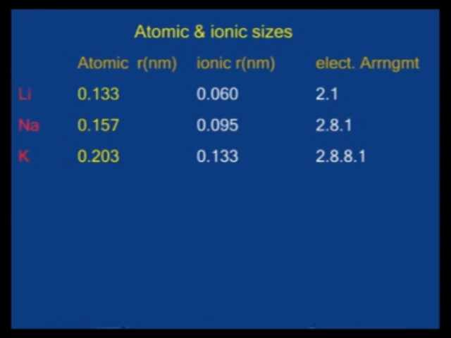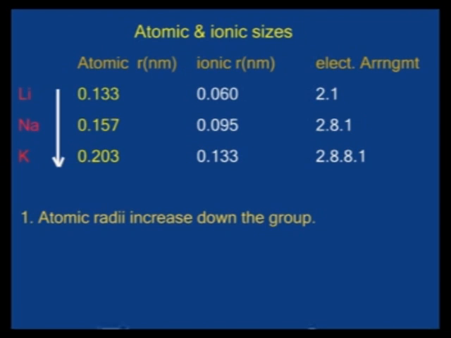Now, onto the atomic radii. If you look at the atomic radii, it is clear that the radius is increasing from 0.133 for lithium all the way to 0.203 for potassium. Now, generally, we say that the atomic radius is increasing down the group from lithium to sodium all the way to potassium.